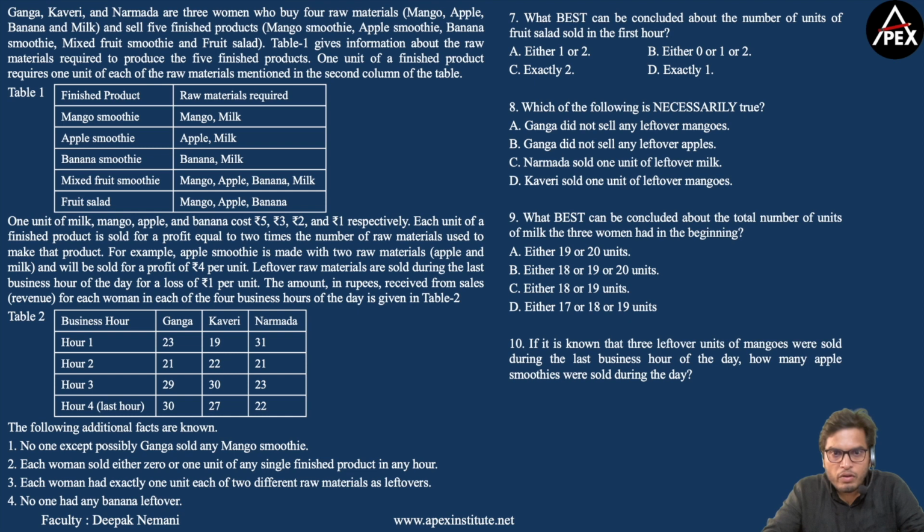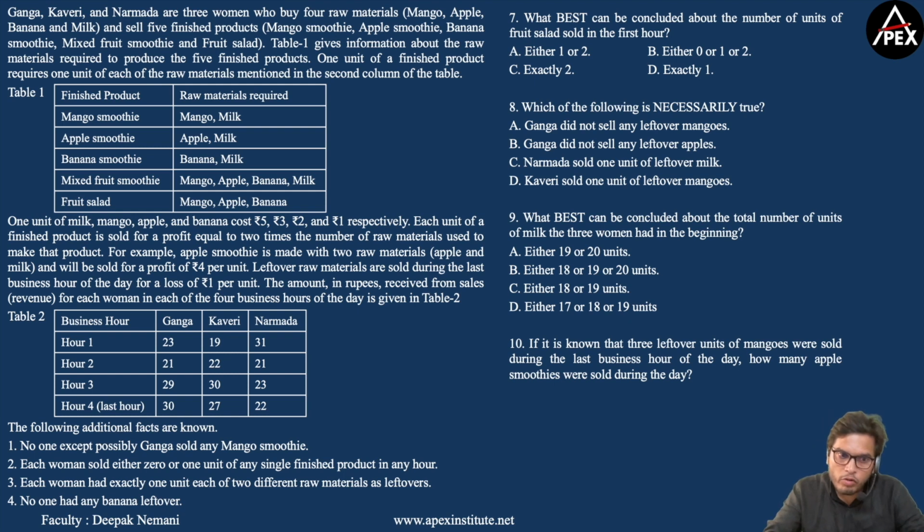Leftover raw materials are sold during the last business hour of the day for a loss of 1 rupee per unit. The amount in rupees received from sales for each woman in each of the 4 business hours of the day is given in table 2. Now, in the last hour, all the raw materials are sold for a loss of 1 rupee per unit. For example, if I am left with a unit of milk, I will be selling that milk for 4 rupees. I'll be selling a mango for 2 rupees and I will be selling an apple for 1 rupee.